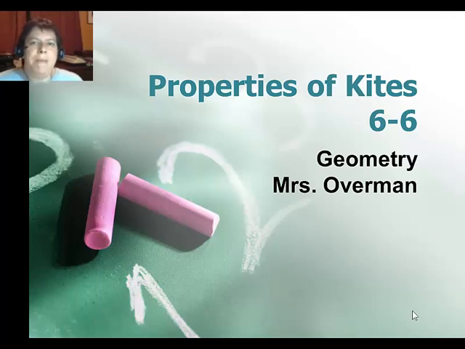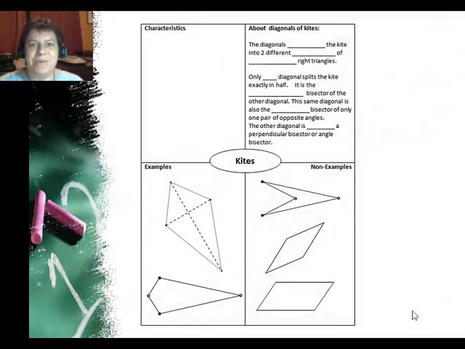Today we're talking about the properties of kites, and you've known what kites are since you were a small child. Hopefully you flew some in the windy air that we get around here. So what are some characteristics of kites? One of the characteristics is that it must be a convex quadrilateral.